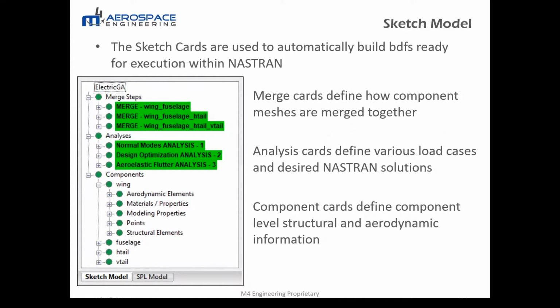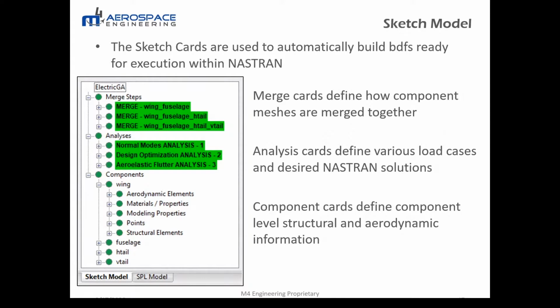Beneath that are where the analyses are defined. A sketch model can contain any number of analyses, and each analysis can have any number of subcases. This model, for example, shows three different analyses have been defined: a normal modes analysis, a design optimization, and an aeroelastic flutter analysis. Then within each of these analyses, additional sketch cards are added to define various parameters, loads, or constraints for the analysis.